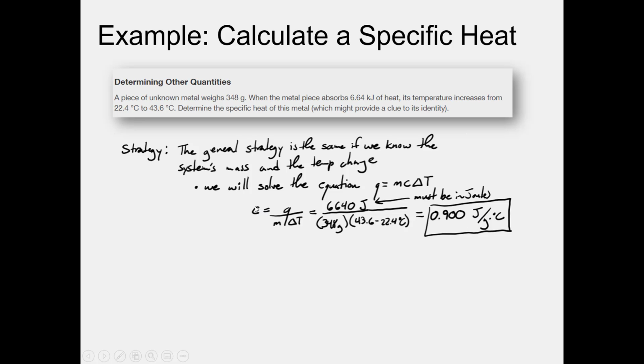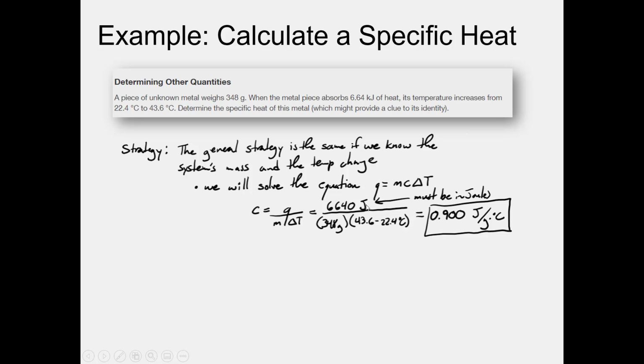So we're going to rearrange and say C equals Q divided by m delta T. We're just rearranging our equation here. Solving for C, we see that Q is 6640 joules, the mass of the sample is 348 grams, and the temperature difference is the final temperature minus the initial temperature, so delta T is equal to 43.6 minus 22.4 degrees Celsius. Crunching the numbers, we see that the specific heat of the metal is equal to 0.900 repeating joules per gram degree Celsius.